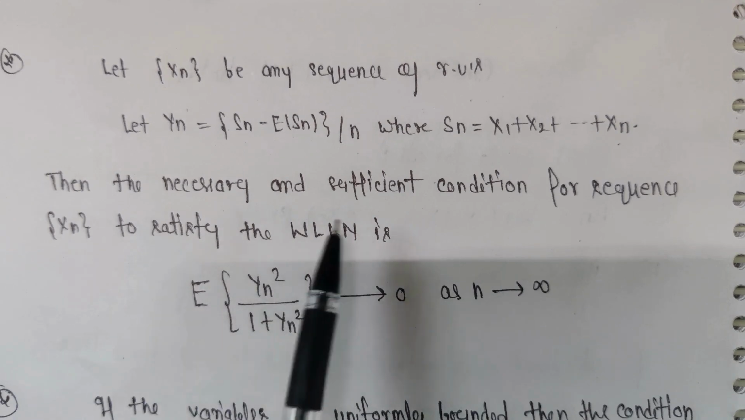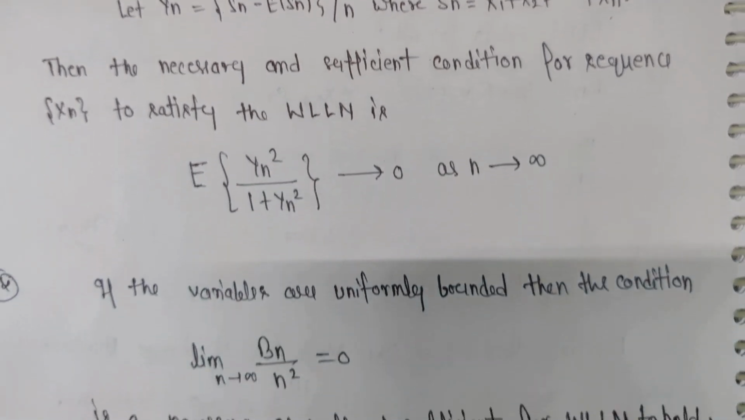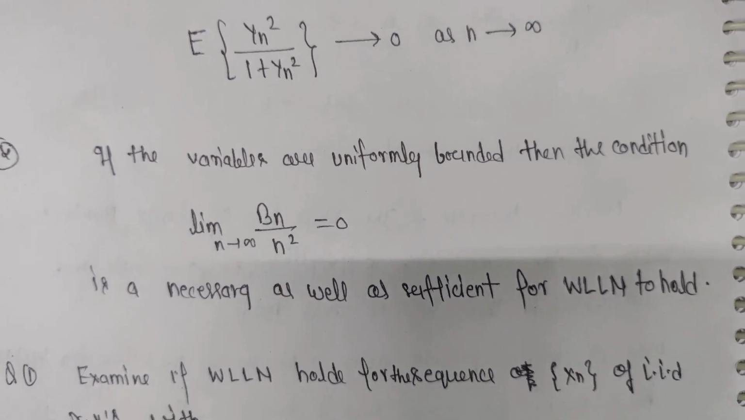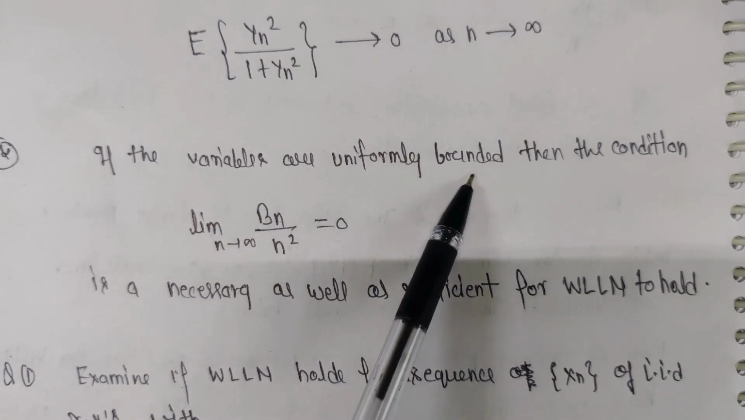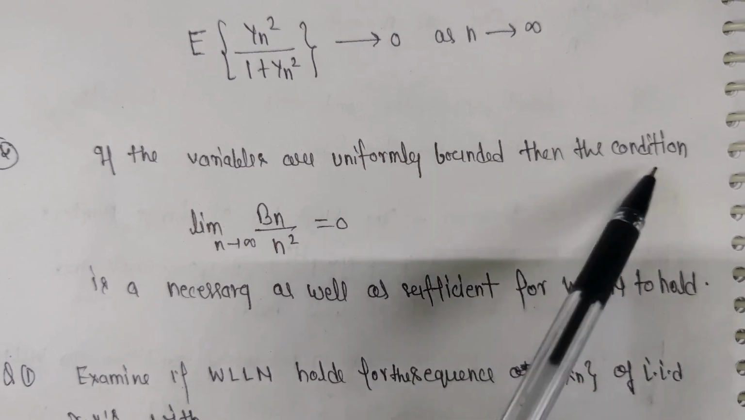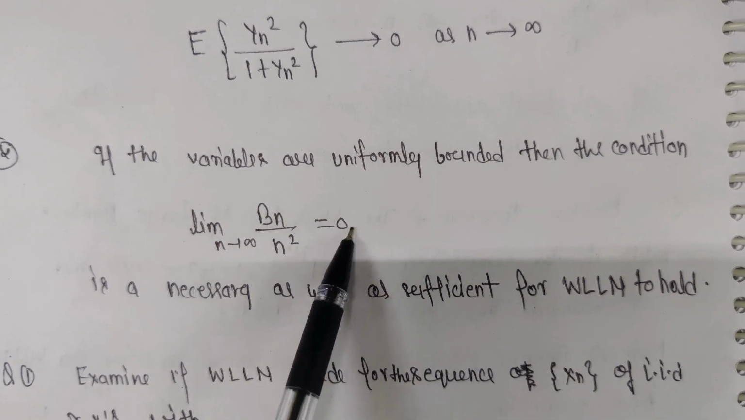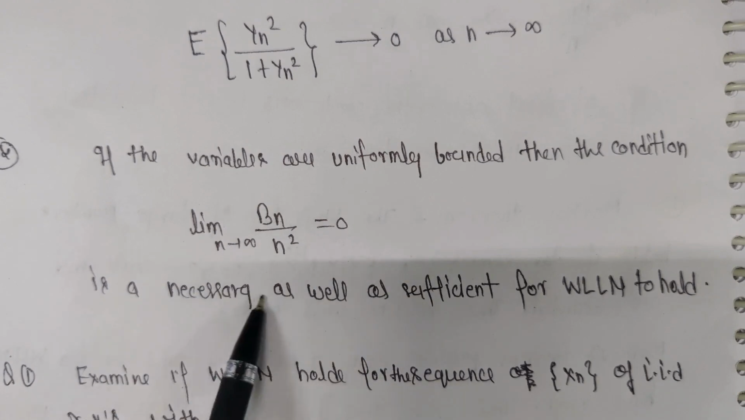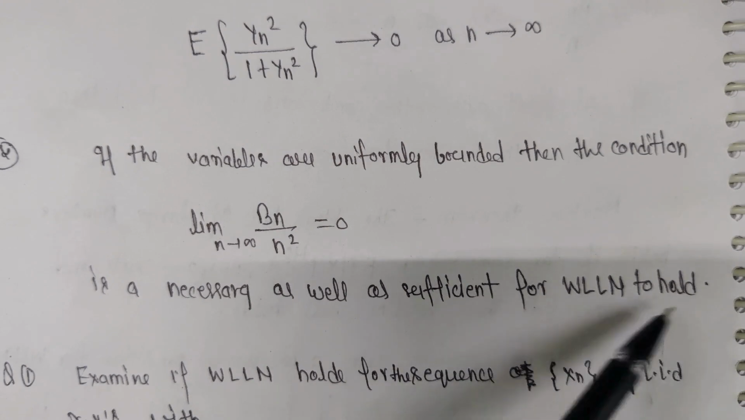We have one more important result, a necessary as well as sufficient condition. Now you can see here, if the variables are uniformly bounded, is it clear? If the variables are uniformly bounded, then the condition limit n tending to infinity of Bn upon n square equal to 0 is necessary as well as sufficient for the weak law of large numbers to hold.